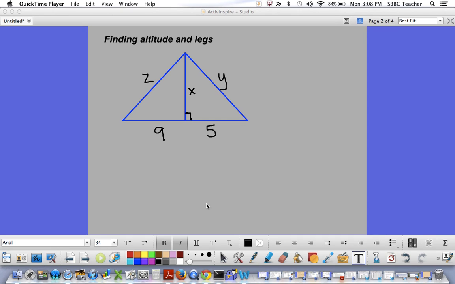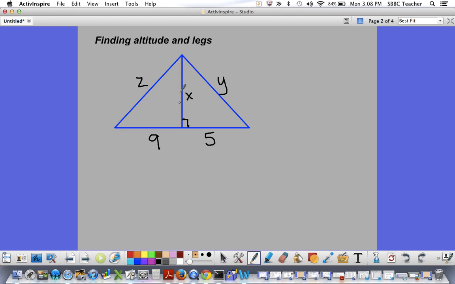Altitude and legs of a triangle. For this particular triangle, they're asking for x, y, and z. Let's start with x, which is the altitude of this triangle. We know it's the altitude because it forms a 90-degree angle with the base.